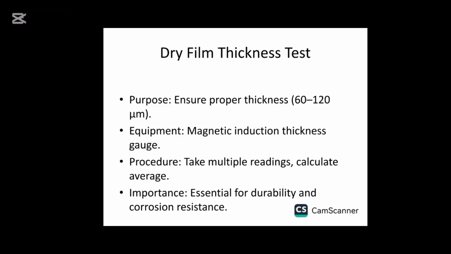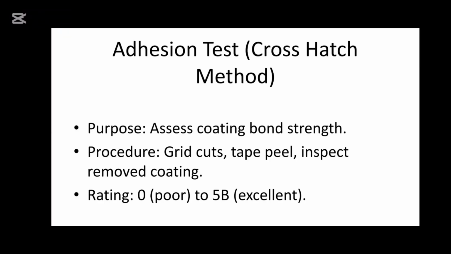The next test is the adhesion test, cross-hatch method. Its purpose is to assess coating bond strength. Procedure: grid cuts, tape peel, inspect for removed coating. Rating 4 to 5 is excellent. This test checks how well the powder sticks to the surface. The common method is the cross-hatch method. We make small cuts in the coating like a grid. Tape is applied and pulled off. If paint comes off, the adhesion is poor. If the coating stays, adhesion is strong. So this is all about the adhesion test.